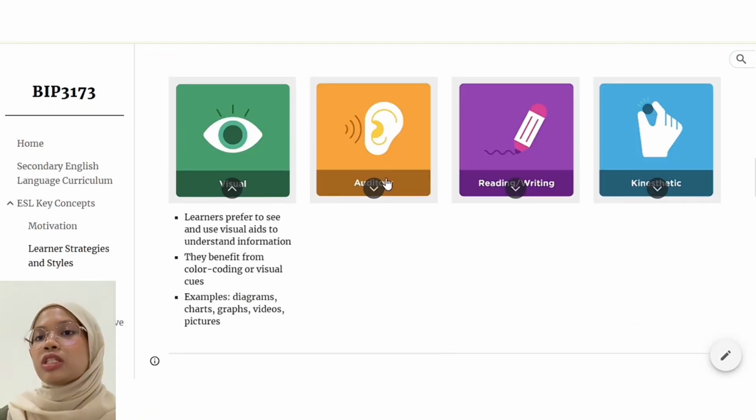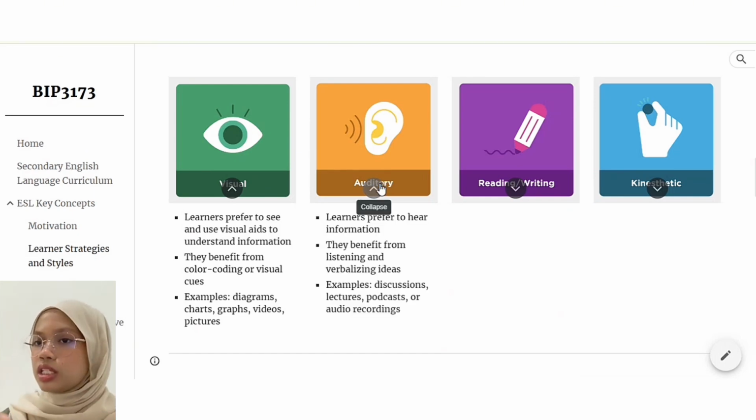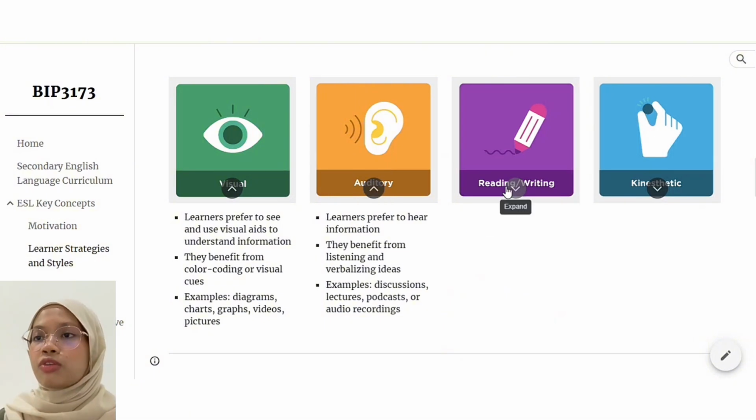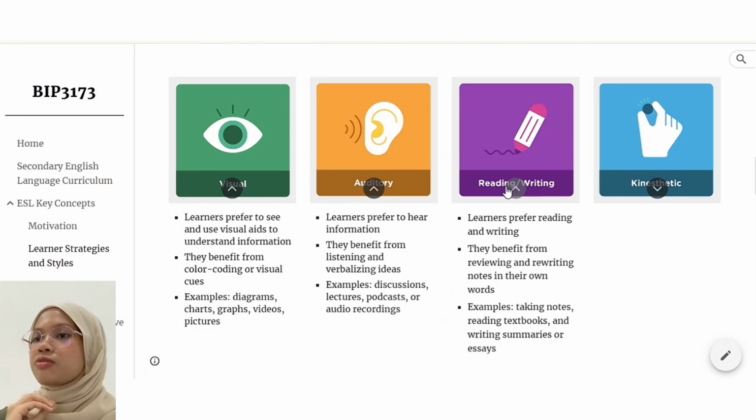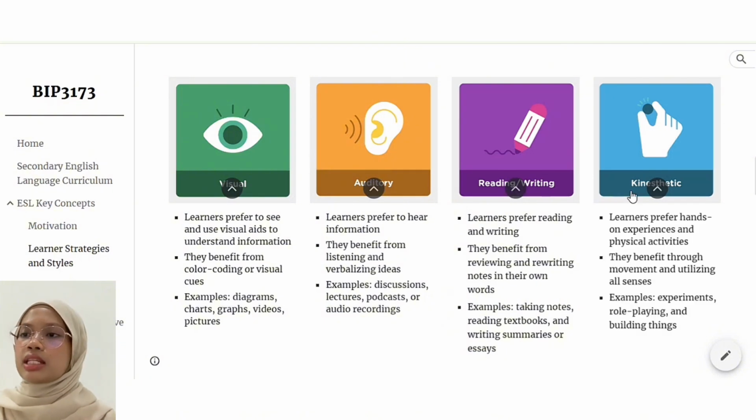Visual learners prefer to see and use visual aids, and they can benefit from color coding or visual cues. Auditory learners prefer to hear the information because they benefit from listening and verbalizing ideas. For reading and writing, it is when learners prefer reading and writing as they benefit from reviewing and rewriting notes in their own words. That means they would understand whatever input they get, and turn it into their own words for their own understanding. And lastly, for kinesthetic, learners prefer hands-on experience and physical activities. They benefit through movement and utilizing all senses.